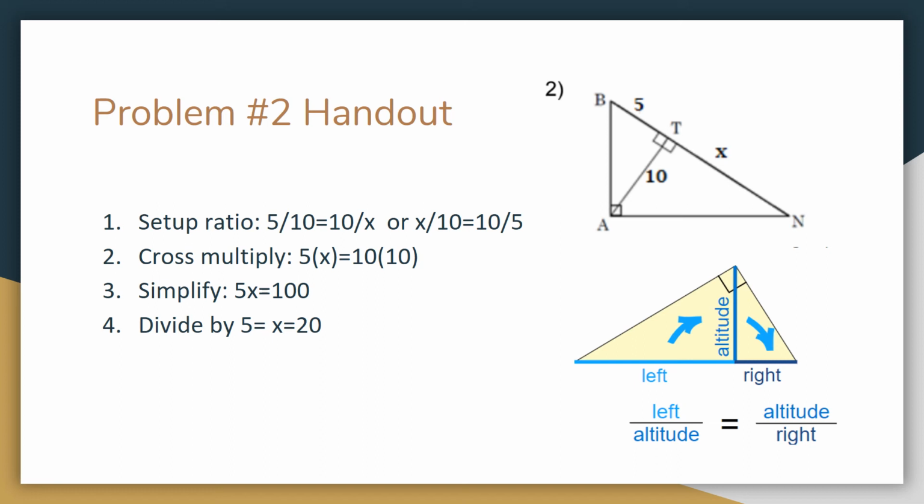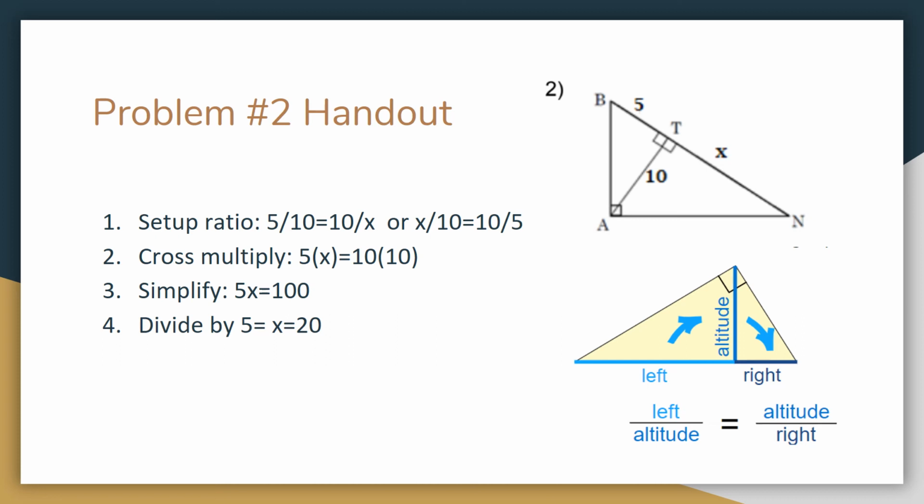For triangle ATN, the long leg is X and the short leg is 10. Because we already know the altitude, we're not finding the altitude, because remember the geometric mean is finding the length of the altitude. They already gave us that, which is 10. So we go 5 over 10 equals 10 over X. We can actually go X over 10 equals 10 over 5, as long as we keep the altitudes on opposite sides of the equation.